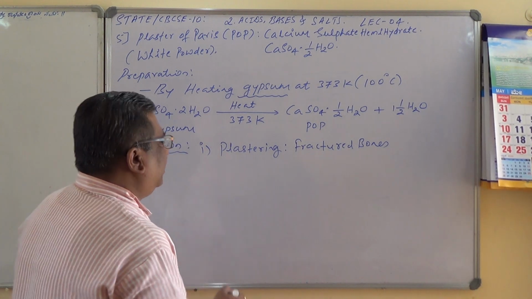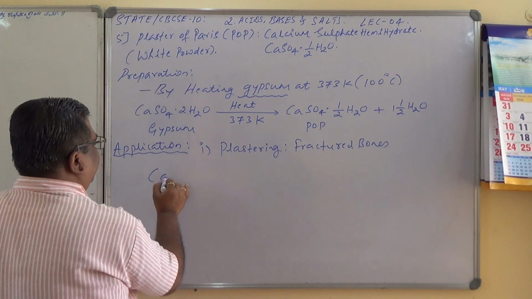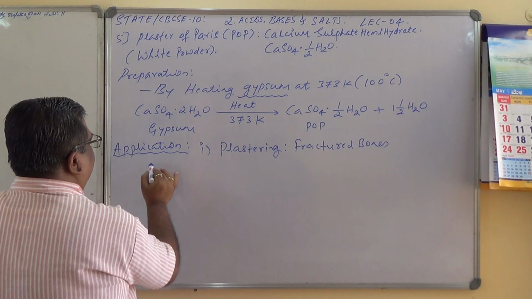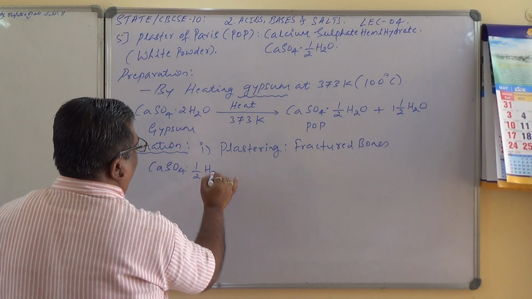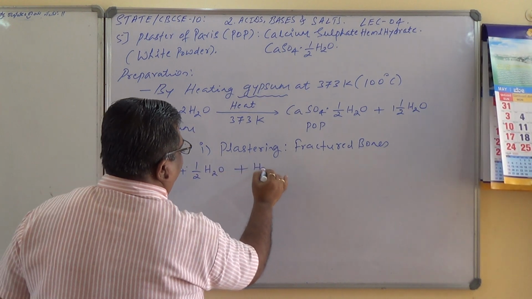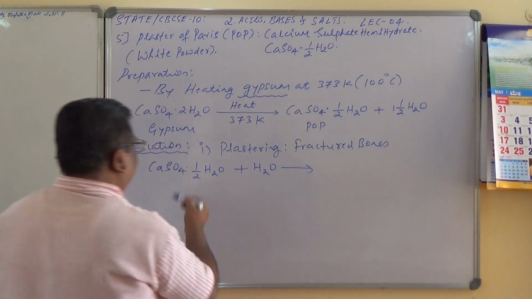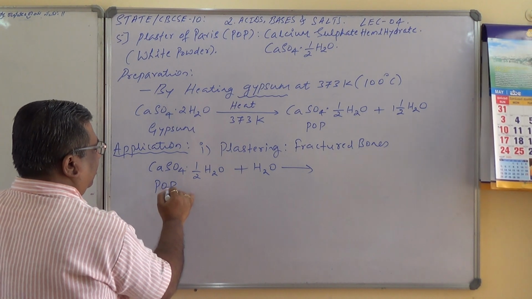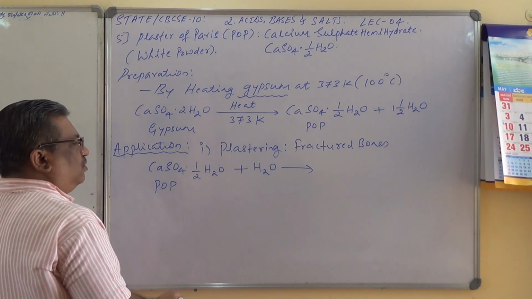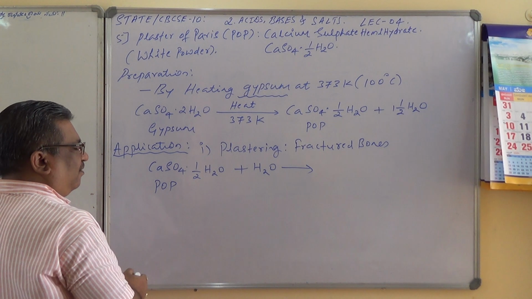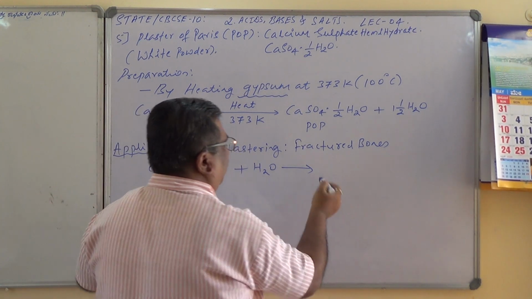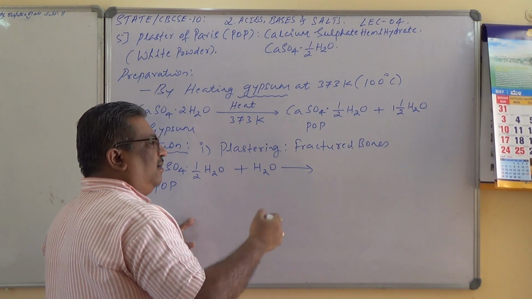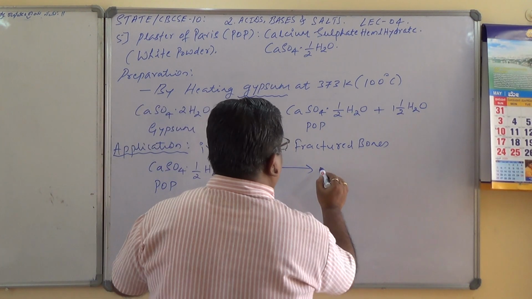So what happens during this process? Whenever this calcium sulfate CaSO4·½H2O, this is POP, is mixed with water, and what do the doctors do here? They take plaster of Paris and mix water in that one. So once again it will form gypsum, which is a hard solid mass.